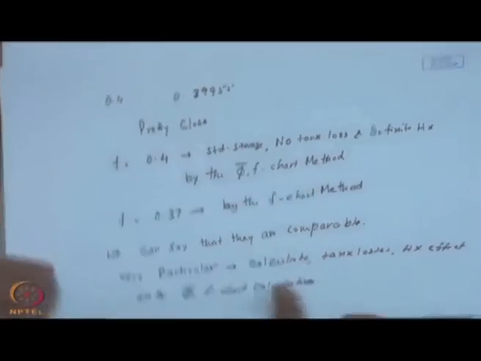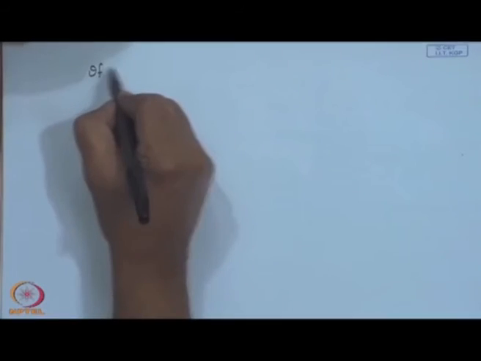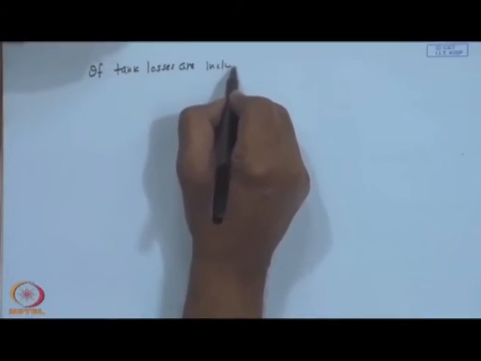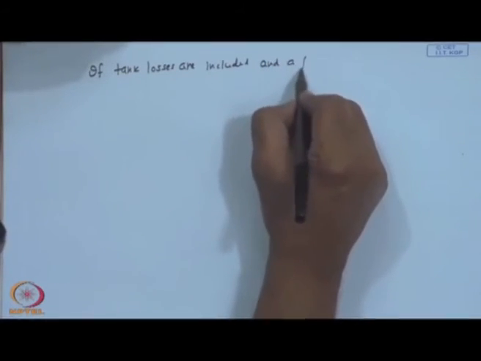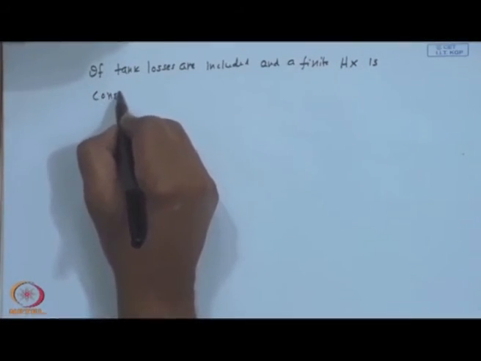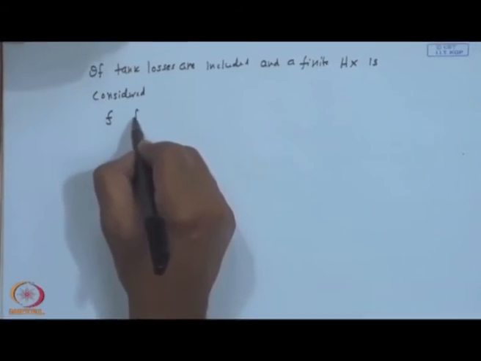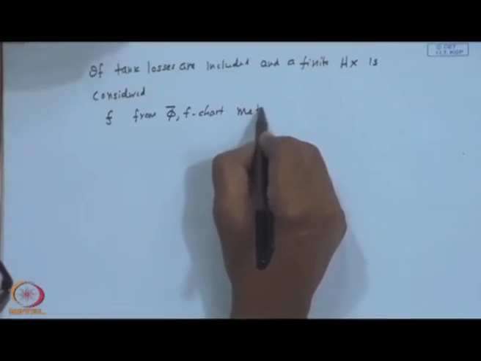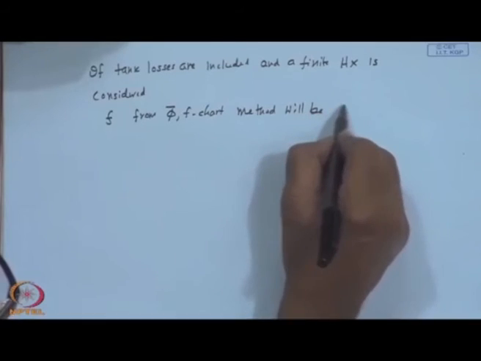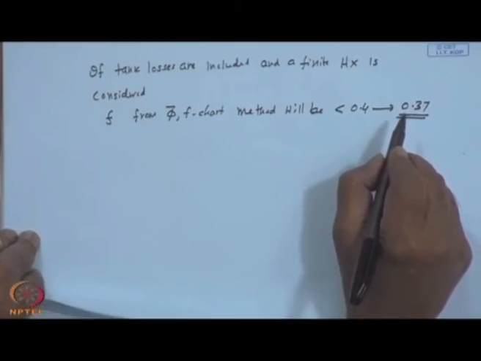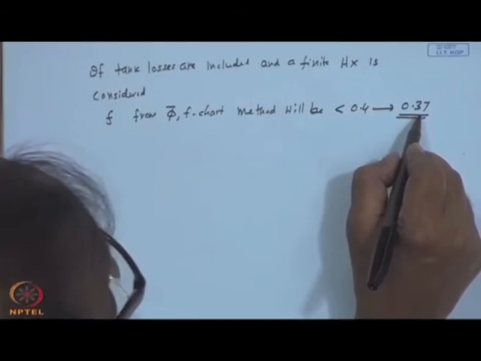So, obviously, if tank losses are included and a finite heat exchanger is considered, f from phi bar f chart method will be less than 0.4, goes close to 0.37. Of course, 0.37 also is slightly inflated, because the storage is higher, we can do the same thing for the F chart method also. So, these values are quite comparable.